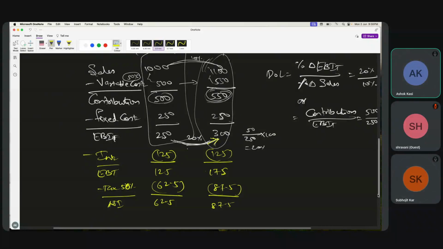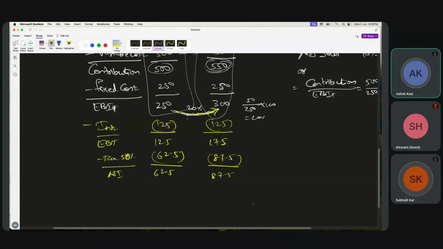Now you see, when EBIT went up by 20 percentage, let's see what happens to net income. Just take the difference: 87.5 minus 62.5, so 25 is the difference. Divided by 62.5, into 100, that is 40%. So you see, EBIT went up by 20 percentage, and net income is going up by 40 percentage, double.